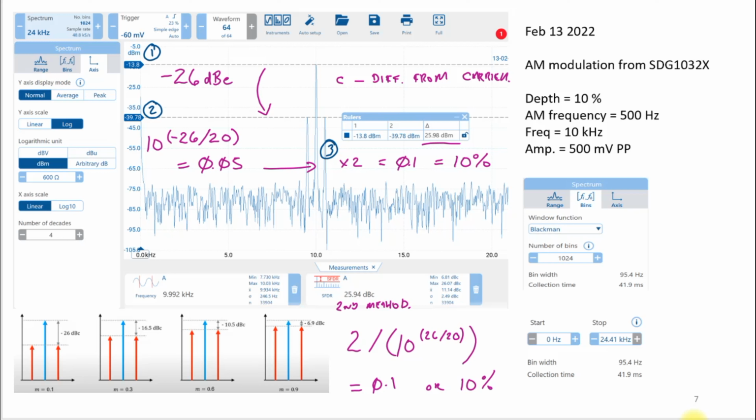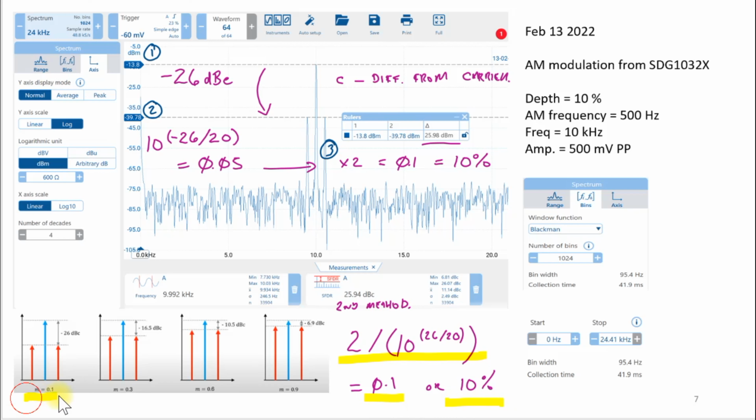Or you can do it the same way they show in the manual, or in the lab, sorry, where you take 2 divided by 10. Let me highlight this. 2 divided by 10 to the 26, that's the difference, and then divided by 20, and you get 0.1 or 10%.